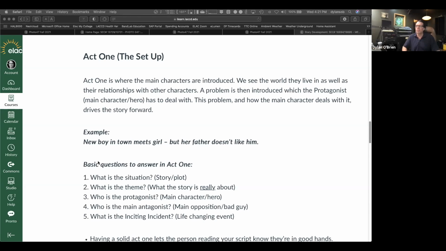Okay, who's the protagonist, right? Well, it's got to be the new boy. Who's the main antagonist? Well, here it's going to be the dad, because he's opposing, he doesn't like him for his daughter. What's the inciting incident? Maybe there's some moment when they're out somewhere and something happens, and then boom, suddenly dad catches him and starts something. Maybe he punches him. I don't know what it is, but there's something that happens that sets this chain reaction going. So that's going to be that life-changing event.